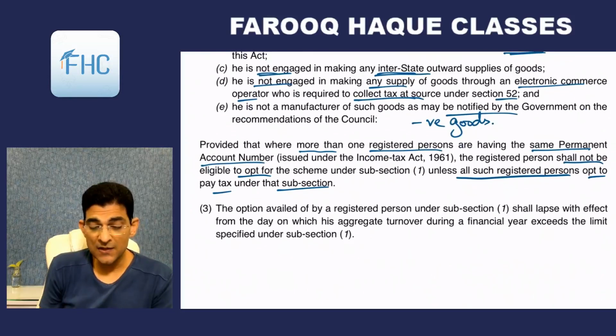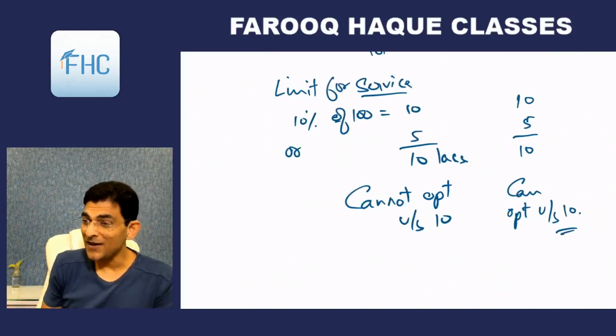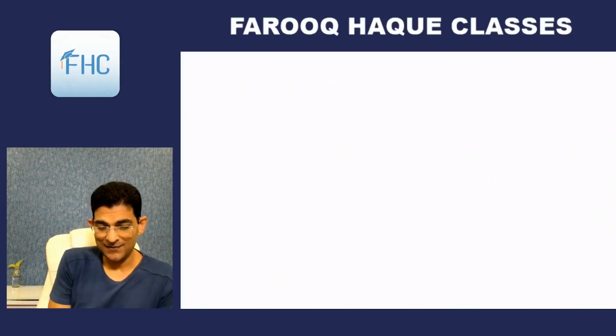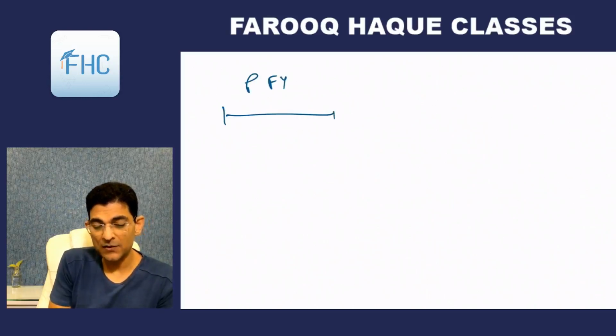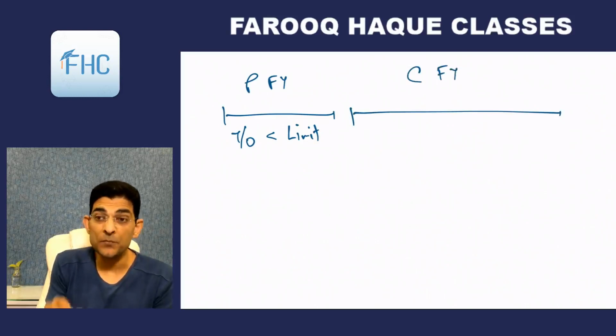Then subsection 3 says that the option availed of by the registered person under subsection 1 shall lapse with effect from the day on which his aggregate turnover during the financial year exceeds the limit specified in subsection 1. So what does it say? It says that this was your preceding year, PFY, preceding financial year, where your turnover was less than the limit. Good. So in the current year, CFY, current financial year, you opt for composition scheme.